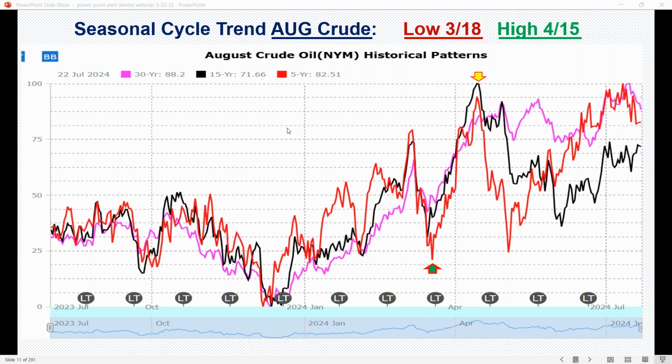So I like to always be aware of seasonality to see if that's going to be a plus or a minus for the markets that we're trading.